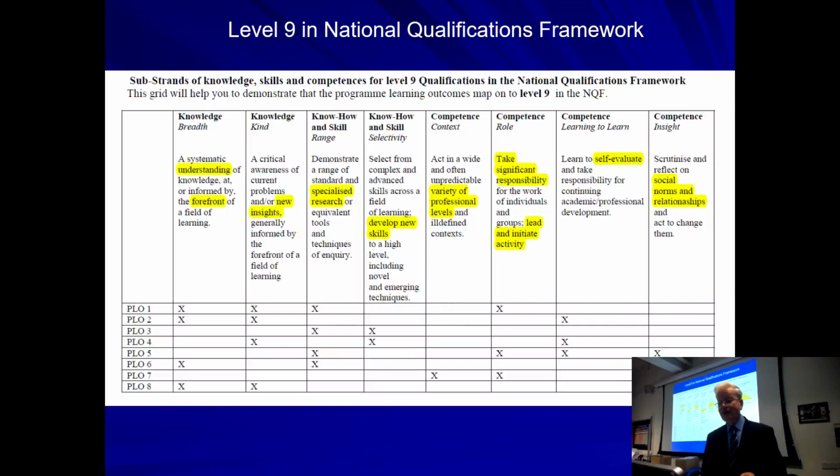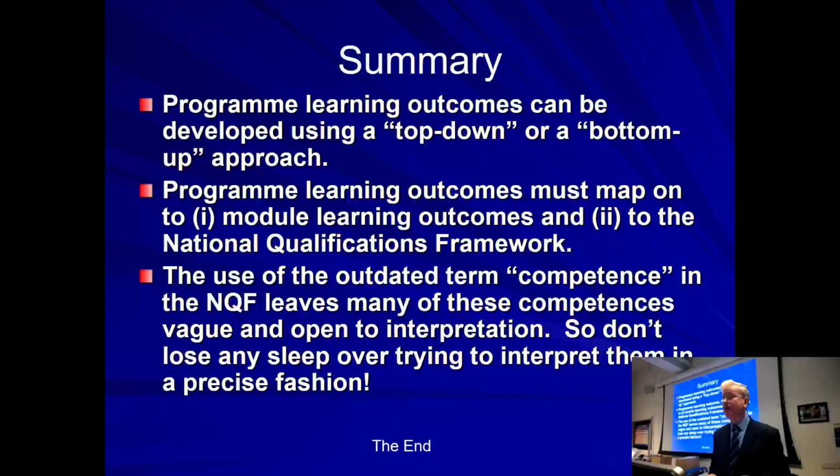So if you were to take, say, the Masters, this would be the level 9, and if you were to take the 8 learning outcomes, you get something like this. And this shows when you're looking for accreditation from a professional body or from an external examiner, this shows that you know what you're talking about. This shows that the program learning outcomes that you've developed are indeed of master's level, because they map on to level 9 in the National Qualifications Framework of Ireland.